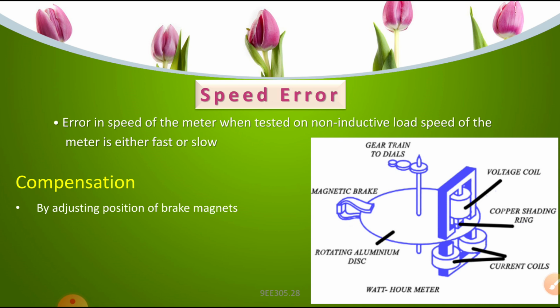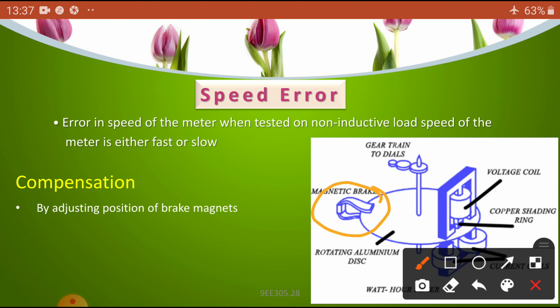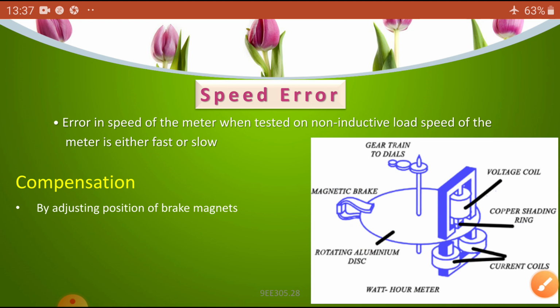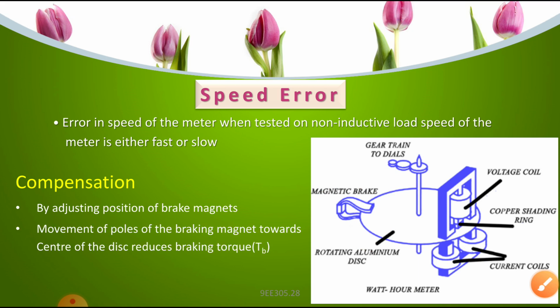So here you can change the position, whether your position is this one or you can insert it more, and then more current will be produced, and speed will be less. The movement of the poles of the braking magnet towards the center of the disc increases the braking torque. Then what will happen? More eddy current will develop, more opposition will take place, then the speed of the rotor will reduce.